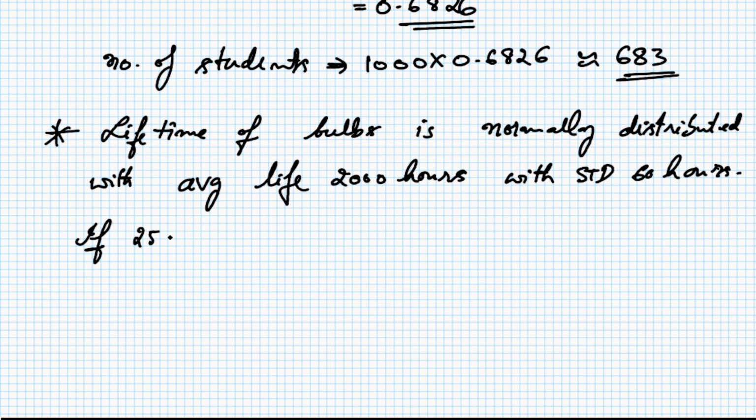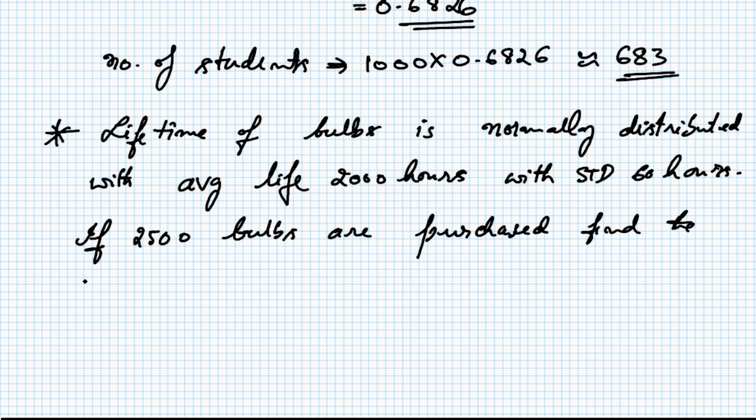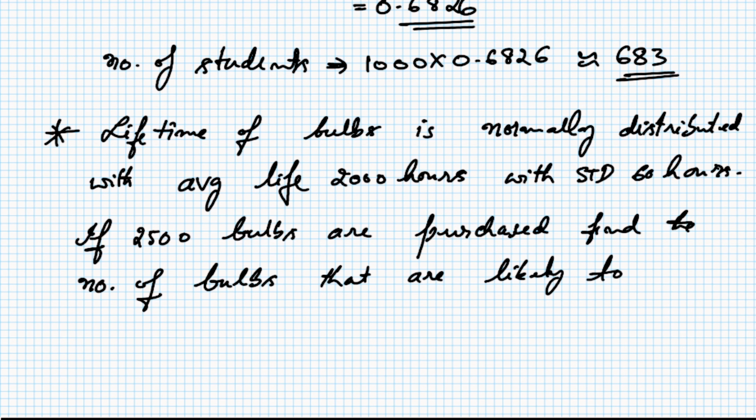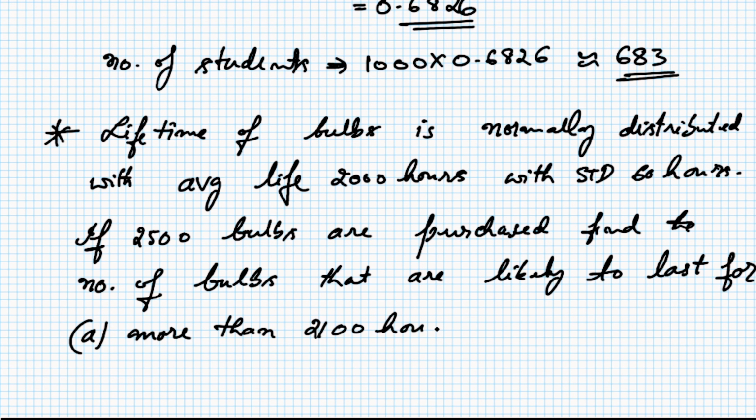If 2500 bulbs are purchased, find the number of bulbs that are likely to last, for part A of the question, more than 2100 hours.